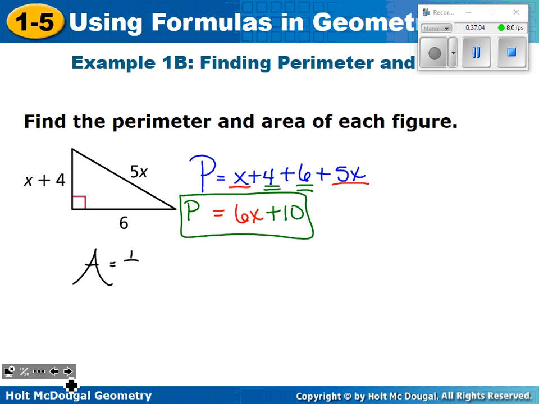One half base times height. Okay, what's the base in the picture? 6. What's the height in the picture? X plus 4.